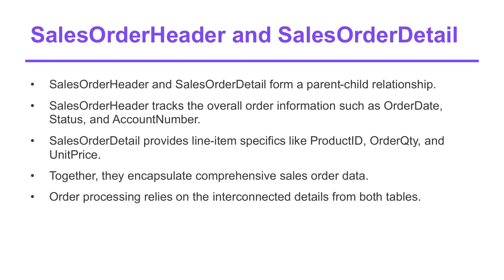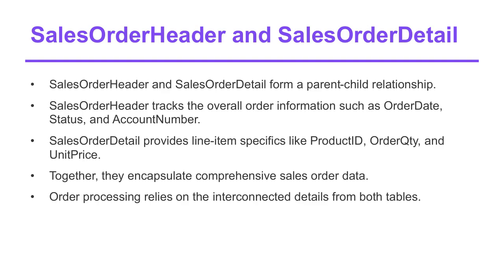Sales order header and sales order detail work together through a parent-child relationship, where the sales order header contains the overall order information like the order date, status, and account number. This header essentially summarizes the entire order. On the other hand, sales order detail breaks down the order into individual line items, specifying details such as product ID, the quantity ordered, and unit price.